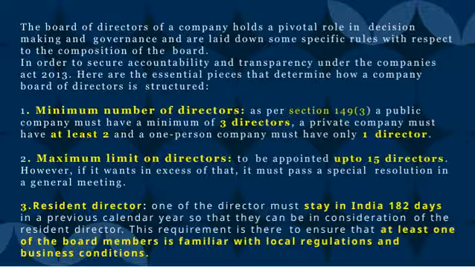Next, there's a maximum limit on the number of directors, which is up to 15. If a company wishes to appoint more than 15 directors, it must pass a special resolution in a general meeting. This rule helps maintain effective governance by preventing the board from becoming unwieldy.